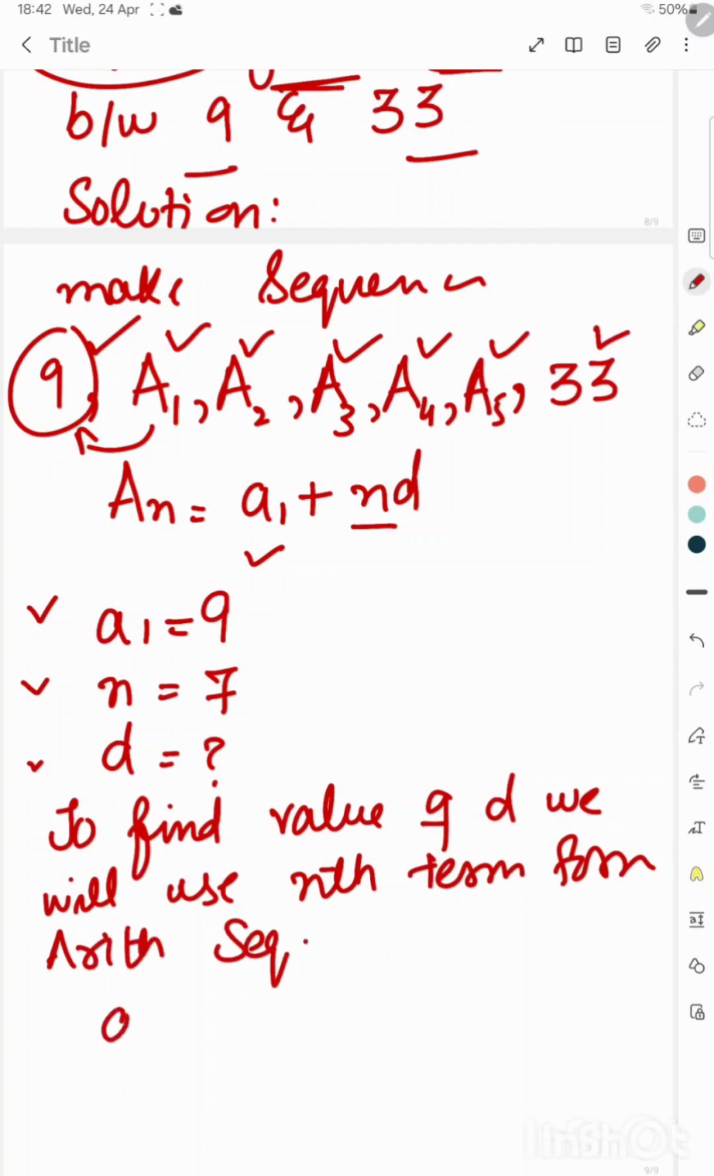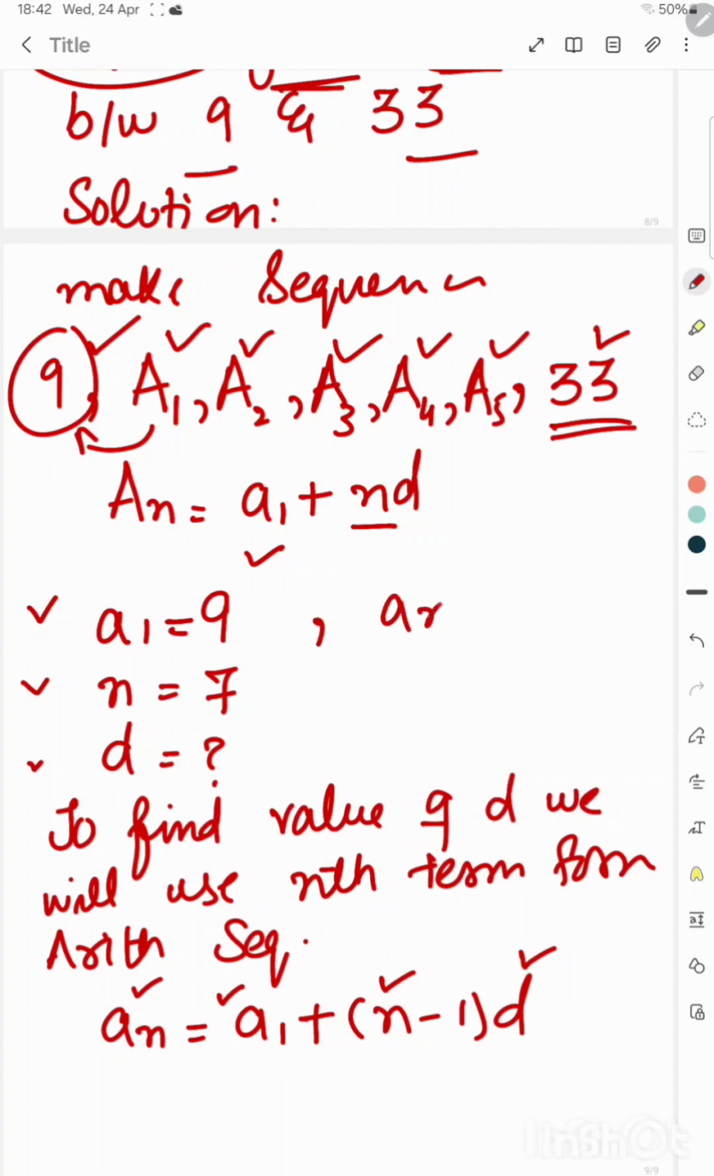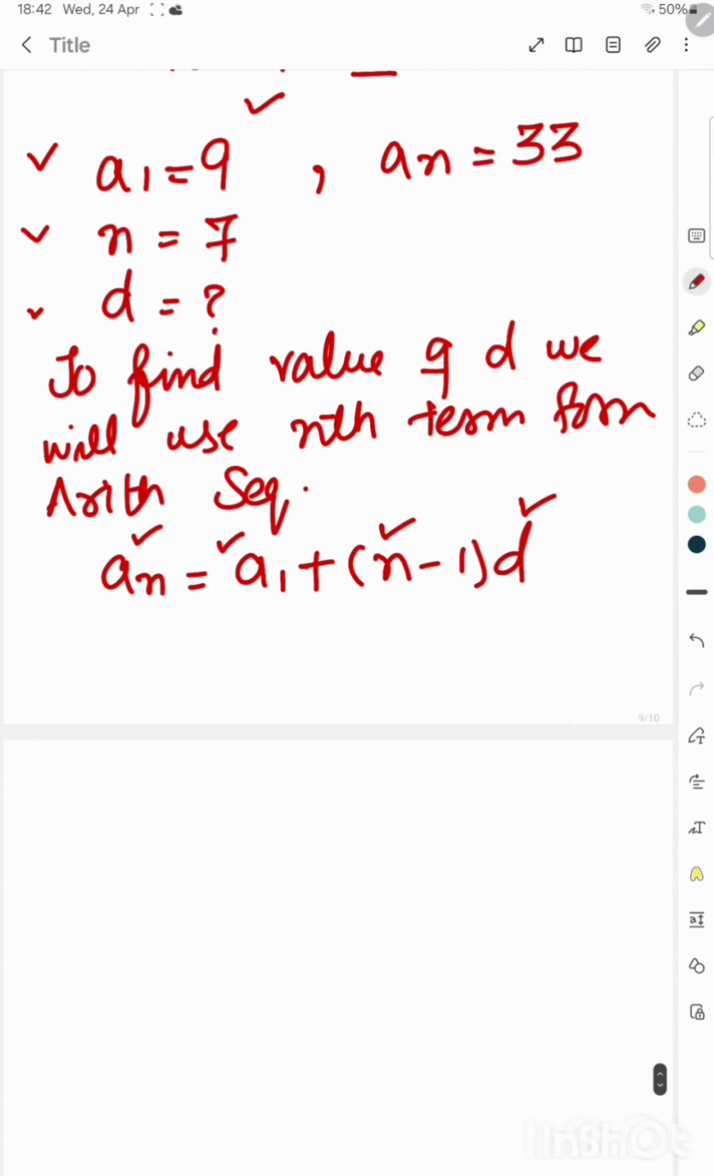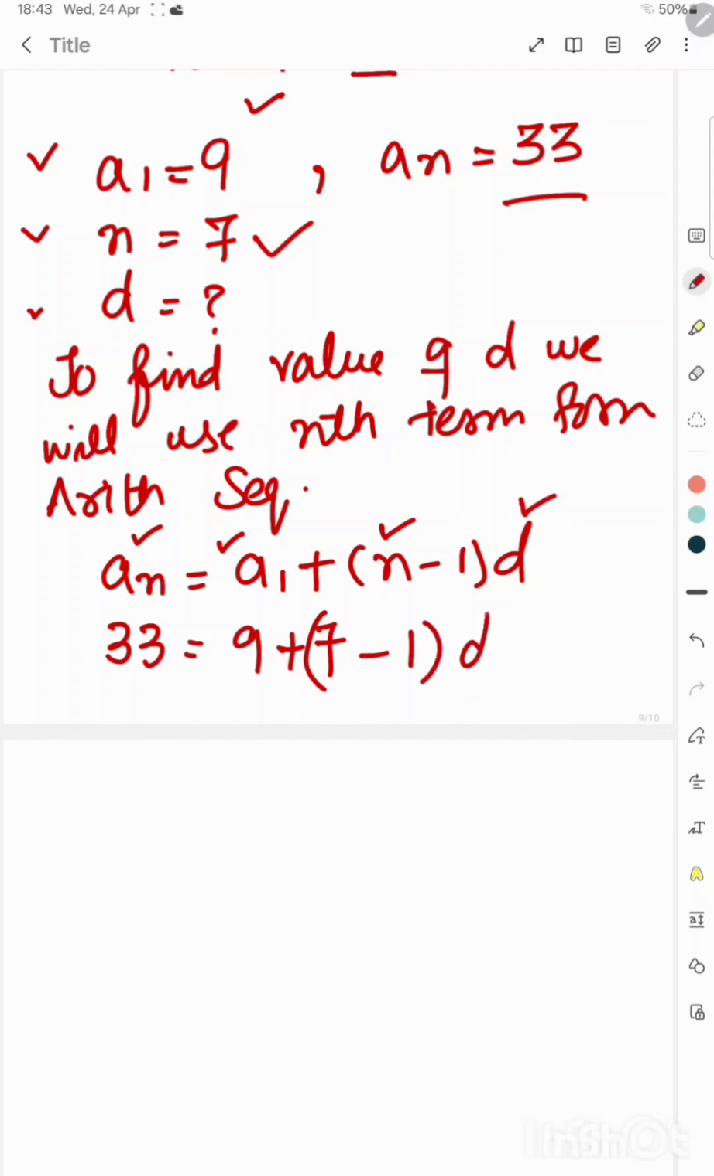And the formula was, I hope you now remember, AN is equal to A1 plus (N minus 1)D. Now as A1 is given and N is given, we have to find D. What is AN? AN is the last value of the sequence, so here AN is equal to 33. Just put all values in this formula and you will be able to find the value of D. So AN is equal to 33, A1 is equal to 9, plus N, the total number of terms, which is 7, minus 1, and we have to find D.